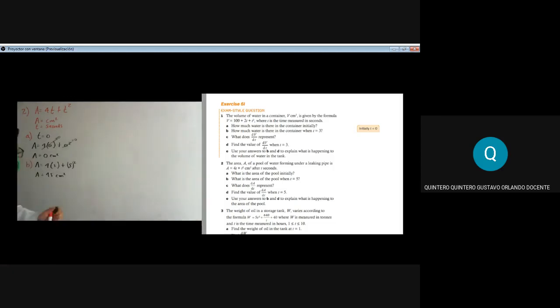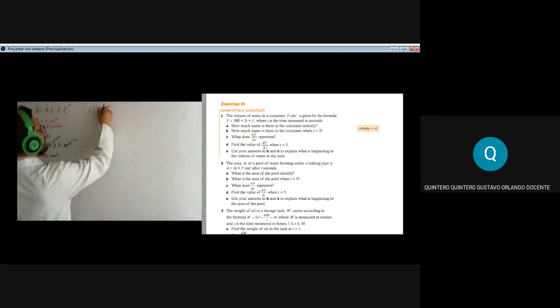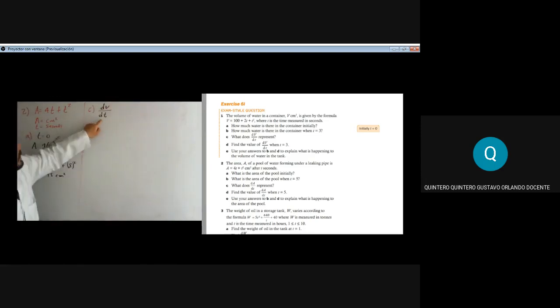All right, let's go for question C. In question C, they're asking us to interpret dA over dt. So what is this? Mathematically speaking, we all know this is the derivative of the function, right? You need to differentiate A equals 4t plus t squared to find dA over dt, the derivative. But what is the meaning of this? What is this representing in this exercise? All right, that's pretty simple.